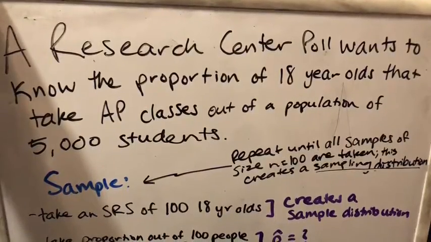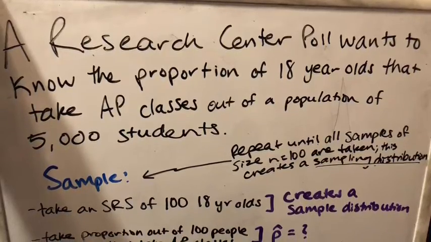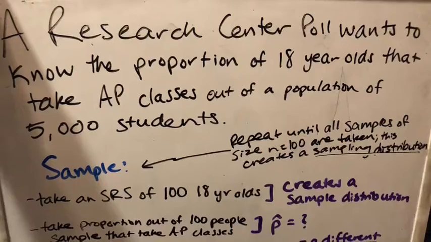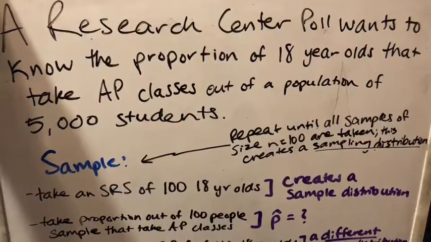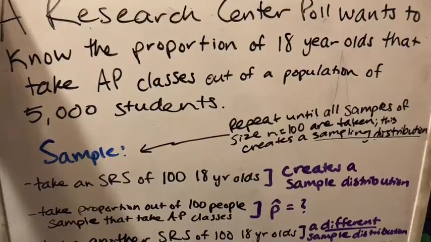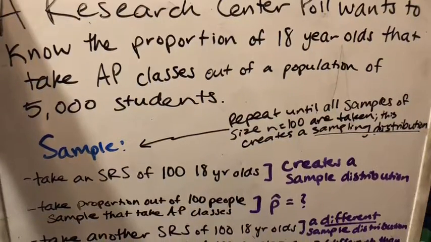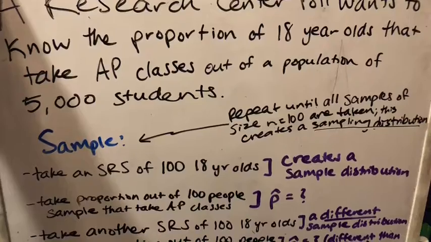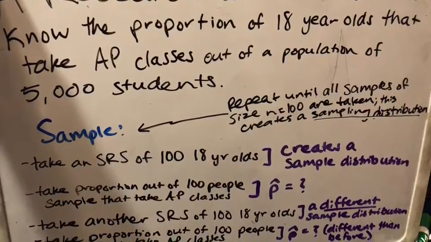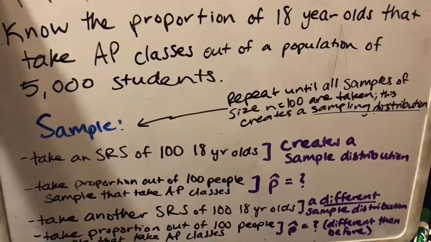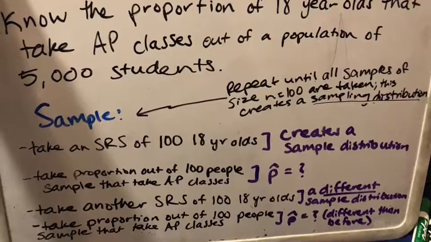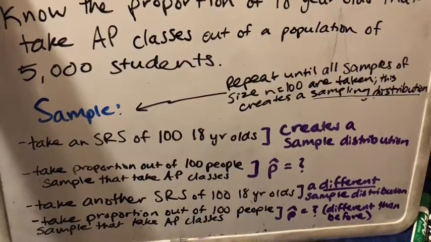This is our example from before, but changed slightly. Instead of taking a single sample, the research center now takes multiple samples from the same population. This population has 5,000 students, and each sample is 100 students. The research center can take multiple samples and record multiple proportions, and each proportion from each sample of size 100 can be different. Graphing all of these together creates a sampling distribution.